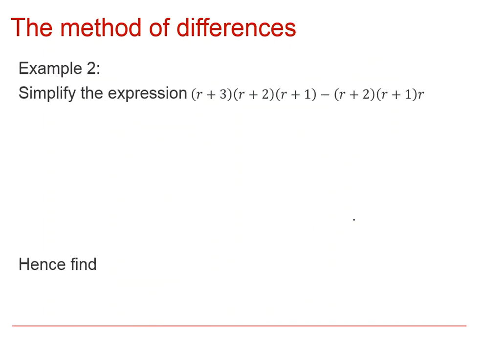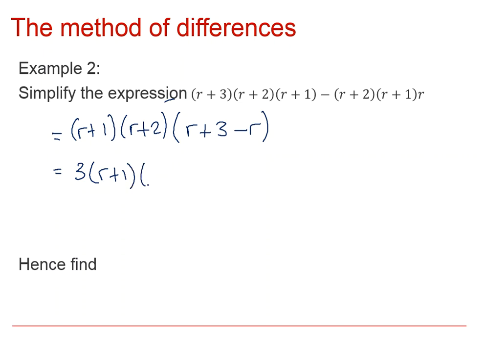Okay, so we're going to have a look at another example here. First of all, we need to simplify this expression. So what I'm going to do is take out a common factor of r plus 1 and r plus 2. If I take out the common factor of r plus 1 and r plus 2, then I'm left with r plus 3 from this term and minus r from this second term. So if I simplify those, I'm going to get 3 times r plus 1 times r plus 2.